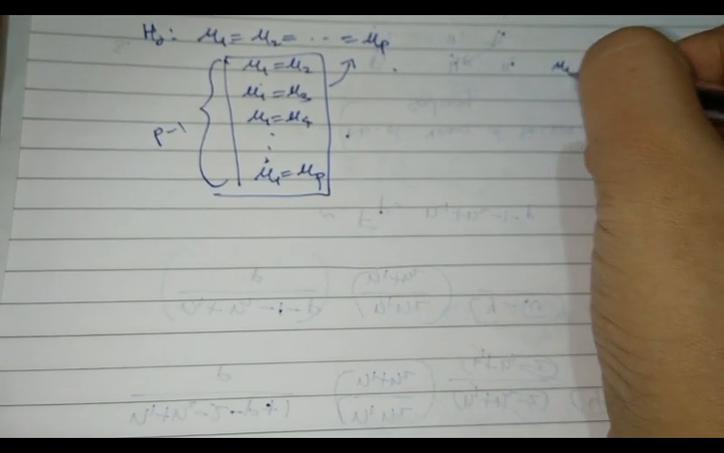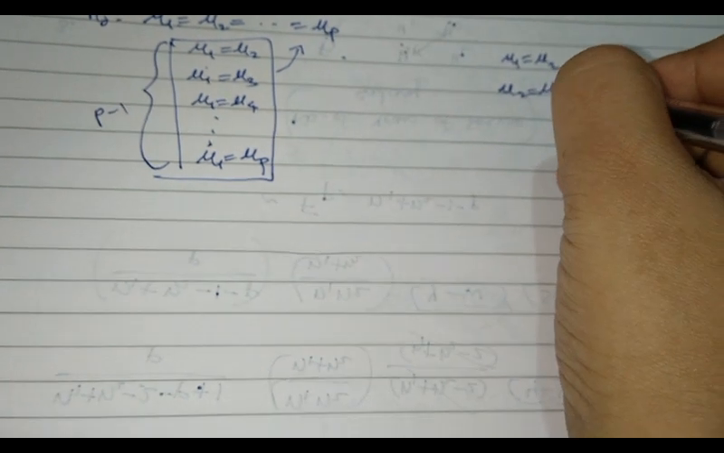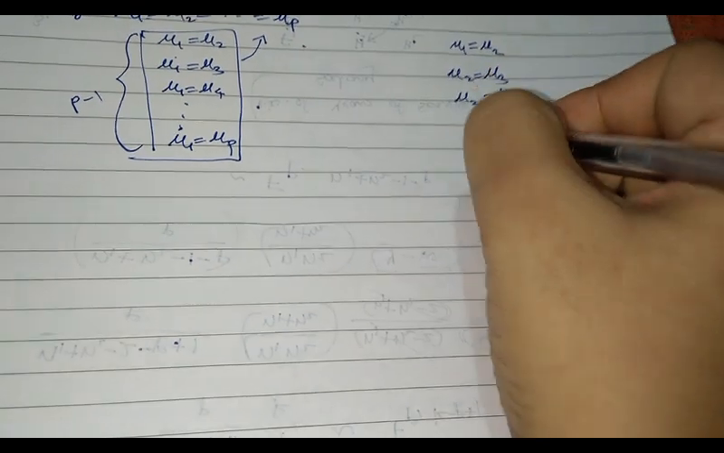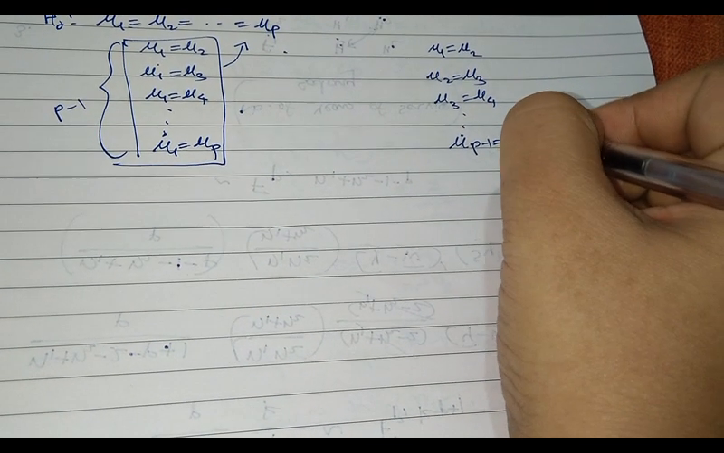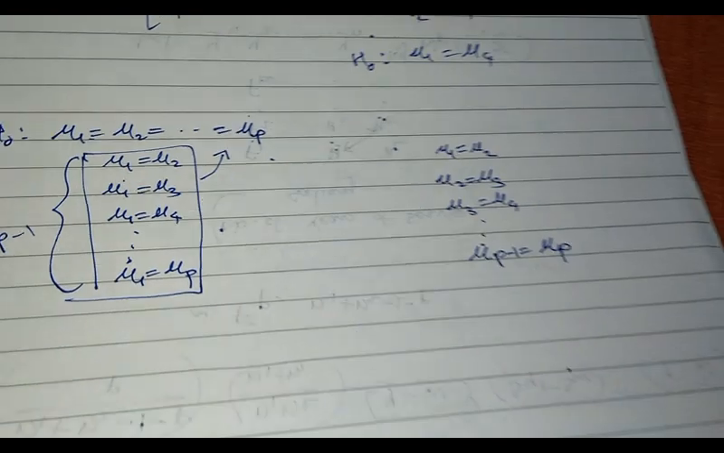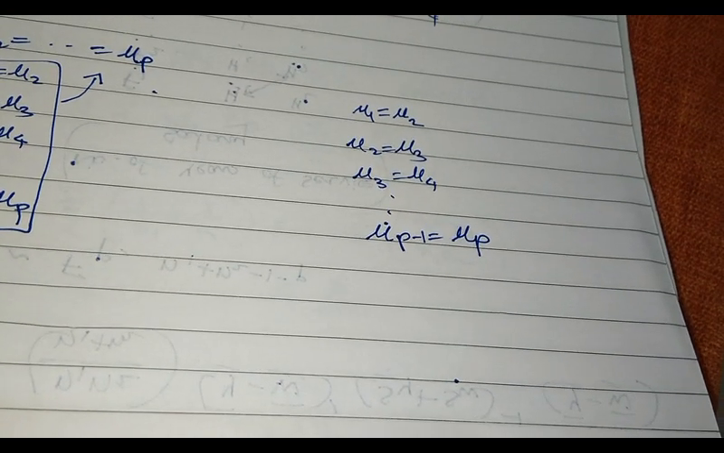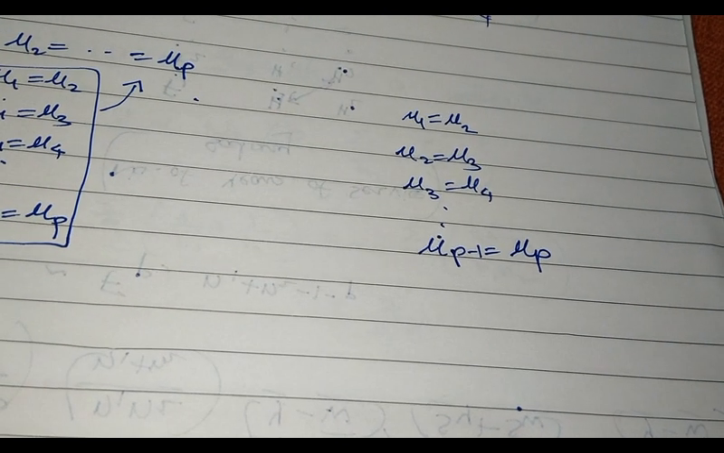Another set of conditions to say the same thing is mu1 equal to mu2, mu2 equal to mu3, mu3 equal to mu4, and so on. Mu_{p-1} equal to mu_p. Okay, mu1 equal to mu2, mu2 equal to mu3, and so on up to mu_{p-1} equal to mu_p.